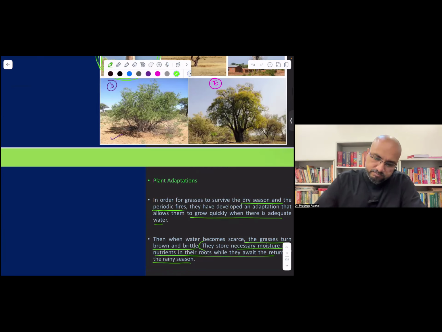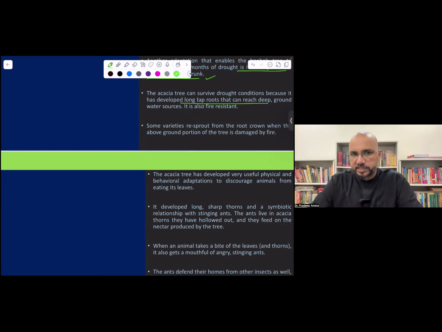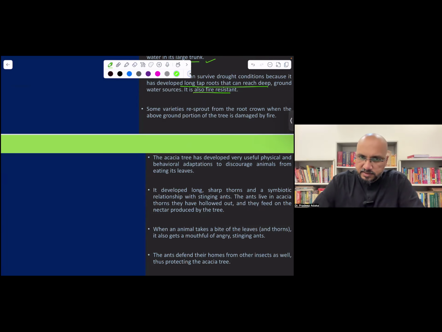Okay, the acacia tree can survive the drought condition because it has long tap roots. It can go very deep and extract moisture from deeper layers of the soil. So it is also fire resistant. They can tolerate fire. Some varieties re-sprout from the root crown when the above-ground portion of the tree is damaged by fire. So again, in the wet season, in the summer, it will sprout new branches even if it is damaged by fire.